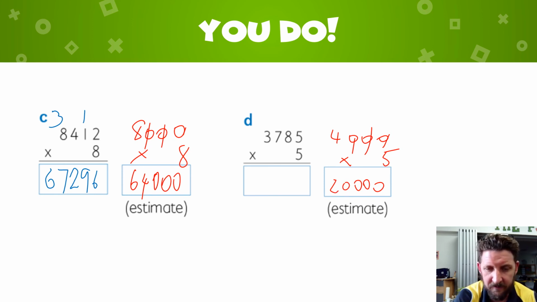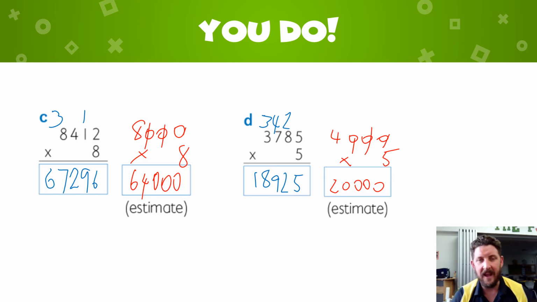Go across. 5 5s are 25. 5 down the bottom, 2 up the top. 5 8s are 40. Add 2 more, 42. Carry my 4. 5 7s are 35. Add 4 is 39. 3 up the top. 5 3s are 15. Add 3 more is 18. So the answer is 18,925. Yeah, pretty close to 20,000.